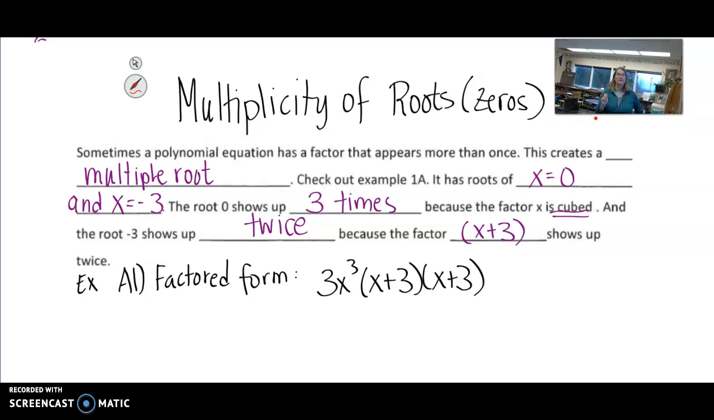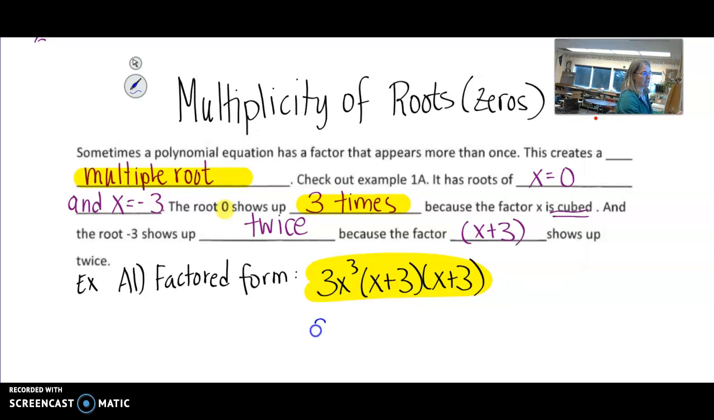Sometimes a polynomial equation has a factor that appears more than once after it's factored, and this is going to create something called a multiple root. Check out example 1a. So when we factored 1a, we ended up with this. It has roots of x equals 0 and x equals -3. So when we set each factor to 0, we found those zeros, and that was from the first video in the series.